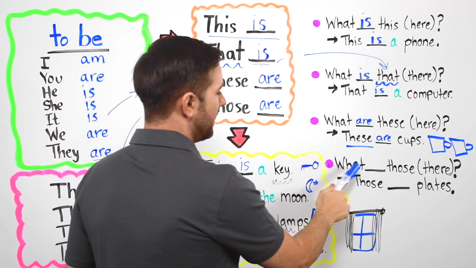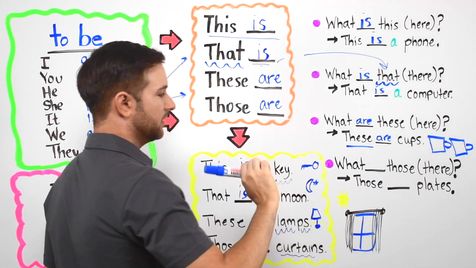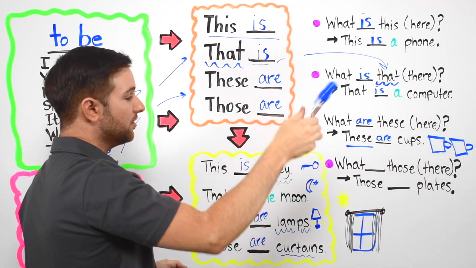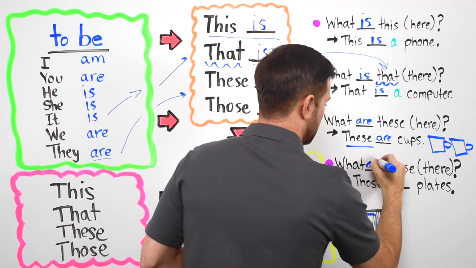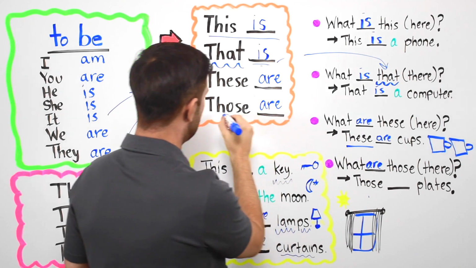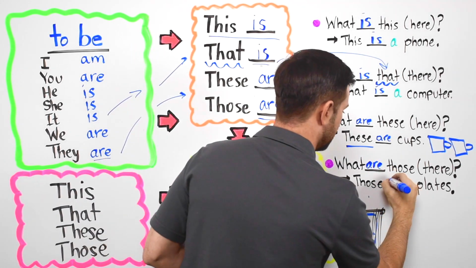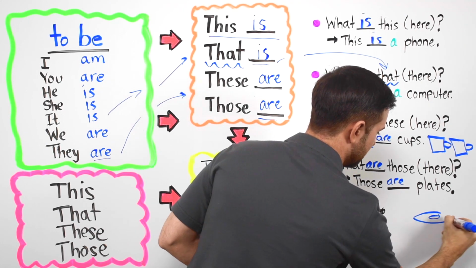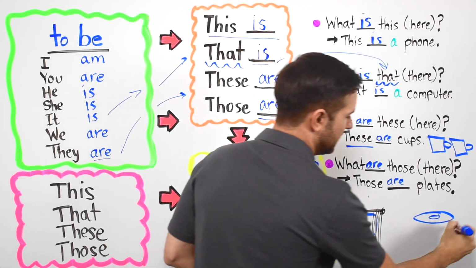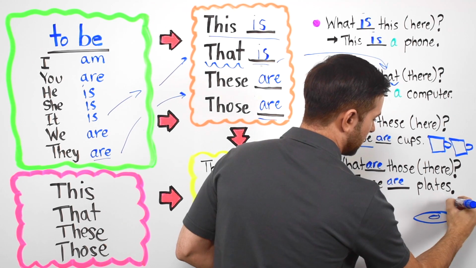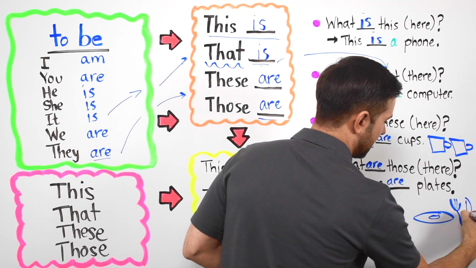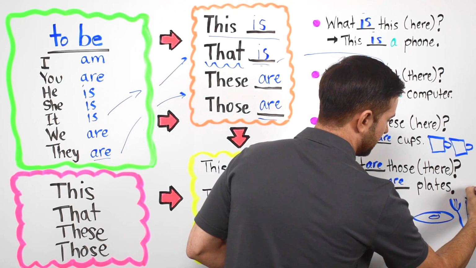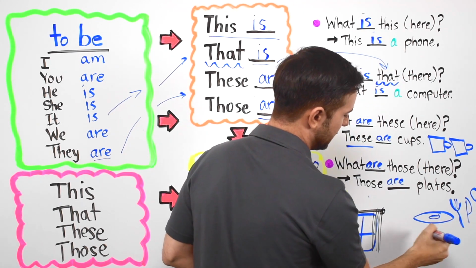And finally, what blank those? What blank those over there? What are those? And it says those are plates. Like a dinner plate. This is a plate that you eat your food on. And then you have a fork, you have a knife, and you have a spoon. This is a plate.